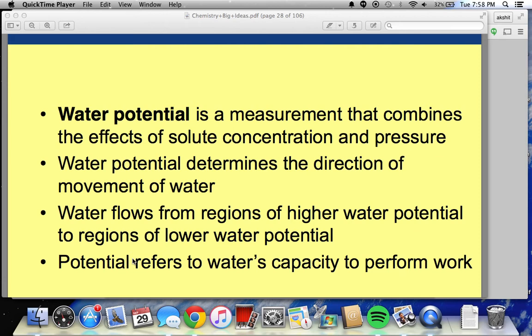So if a solution has a high water potential, the water wants to move out of it really, really, really bad. And if it's low, it doesn't want to move that bad.